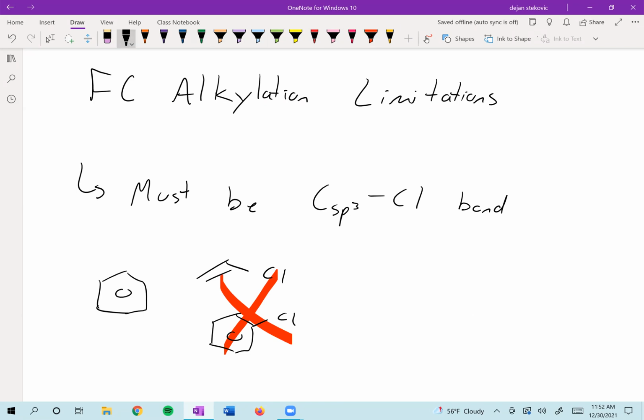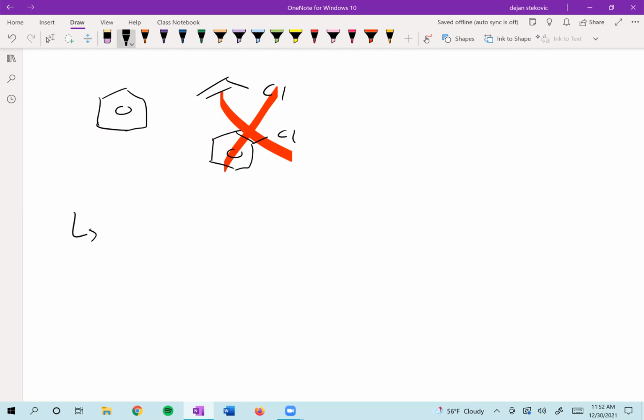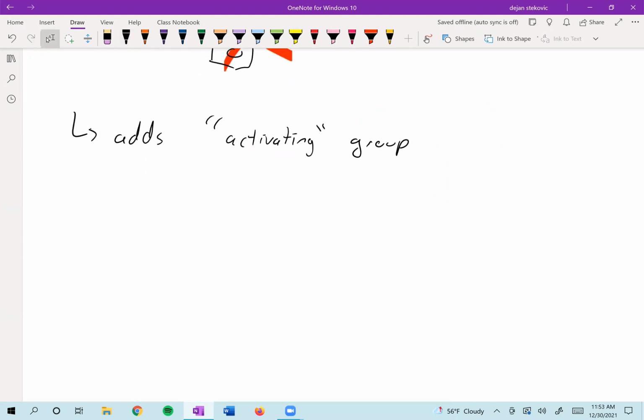And that's because, remember, it's disfavored to form a positive charge on an sp2 hybridized carbon. Another problem, although this one is really not that bad, is that it adds an activating group. Which we'll learn about a little bit later, but basically some substituents on our benzene ring can make the benzene ring more reactive by making it more nucleophilic, and an alkyl chain is something that can do that.